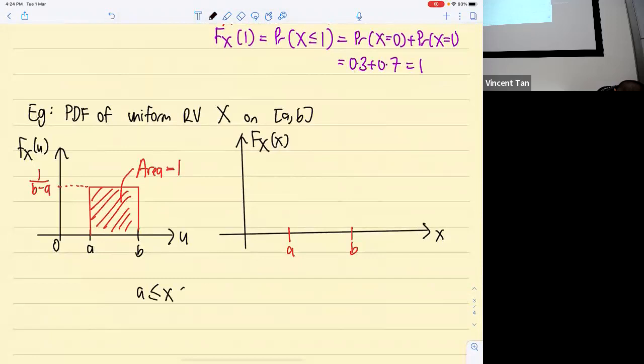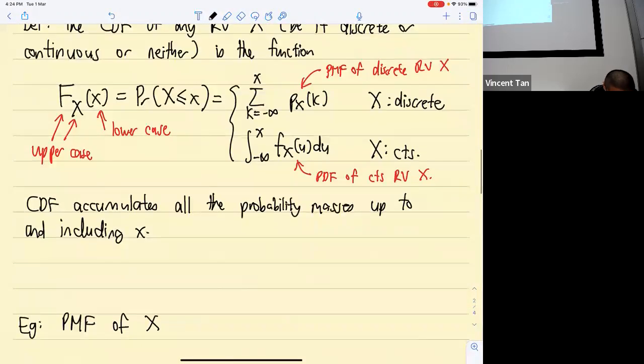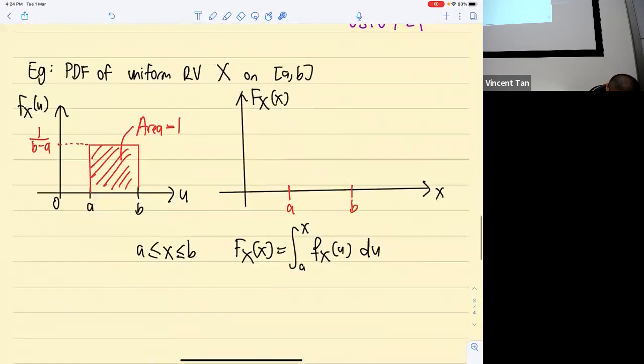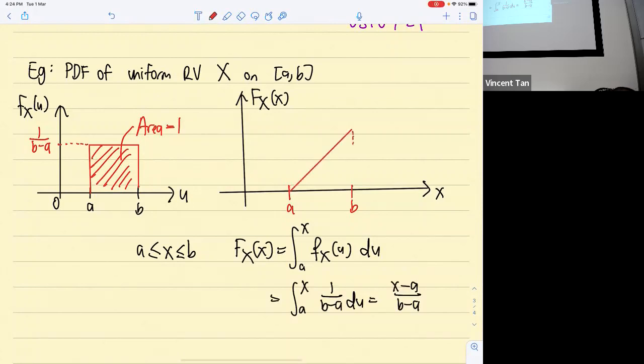When x is between a and b, F_X(x) is the integral from a to x of f_X(u) du. That is the formula for the CDF, if you recall. But we are only starting at a because there's no action before a. So this is the integral from a to x of 1 over b minus a du. This yields (x minus a) over (b minus a). So it's a linear function. The pedantic people among you, we call this an affine function. So it's an affine function like this, and it goes all the way up here.